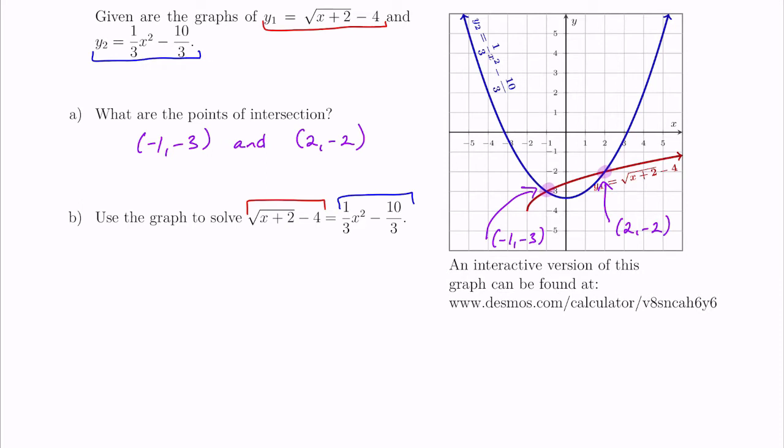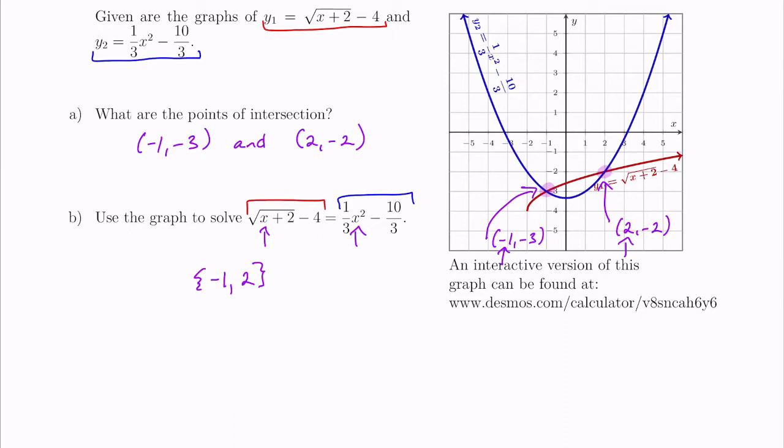But in looking for that point of intersection, we need to recognize that the original equation did not have any y values in it. The original equation was the square root of x plus 2 minus 4 equals 1/3 x squared minus 10/3. Since the original equation only had x's in it, the solution for this equation must also only be x values, so it becomes the x values of these points of intersection. So the solution to this equation is the solution set -1, 2. That is the solution set because those are the x-coordinates of the 2 points of intersection, -1, -3, and 2, -2.